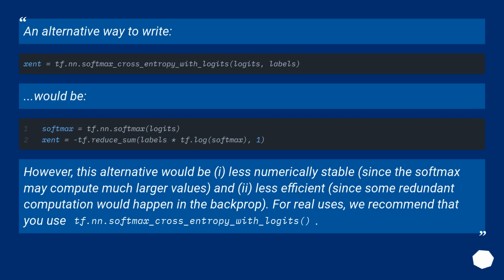However, this alternative would be less numerically stable, since the softmax may compute much larger values, and less efficient, since some redundant computation would happen in the backprop. For real uses, we recommend that you use tf.nn.softmax_cross_entropy_with_logits.